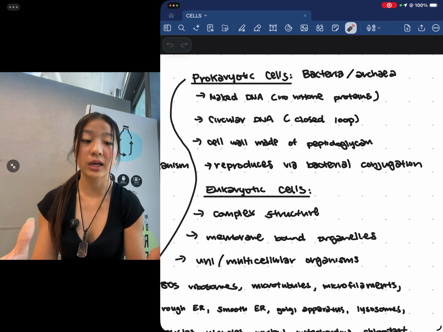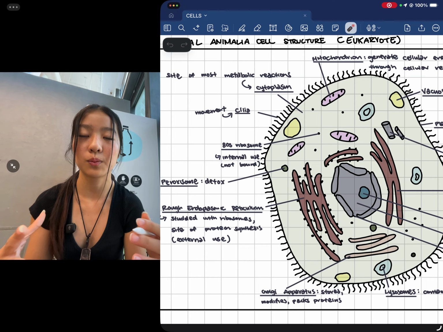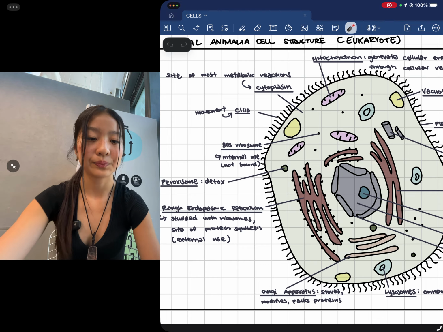And then this is the rough endoplasmic reticulum, and we see the ribosomes are embedded on the outside of the rough ER, and because we know ribosomes are a site of protein synthesis, the rough ER is where proteins are synthesized for use outside the cell.